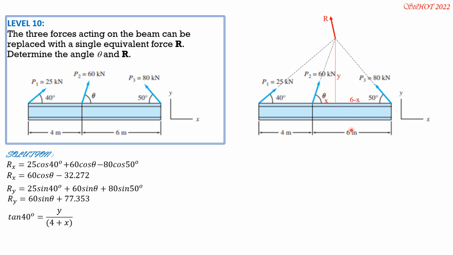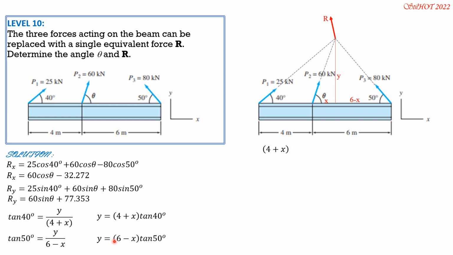So Y is quantity 4 plus X, tangent of 40. If this is X, then the adjacent side of the other right triangle is 6 minus X. So Y is 4 plus X, tangent of 40 degrees. Then in the right triangle on the right, tangent of 50 is Y over 6 minus X. So Y is quantity 6 minus X, tangent of 50 degrees.